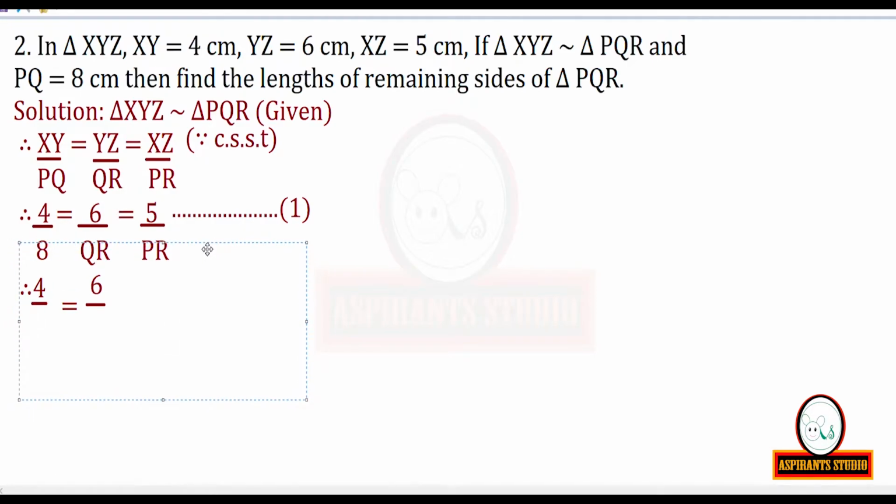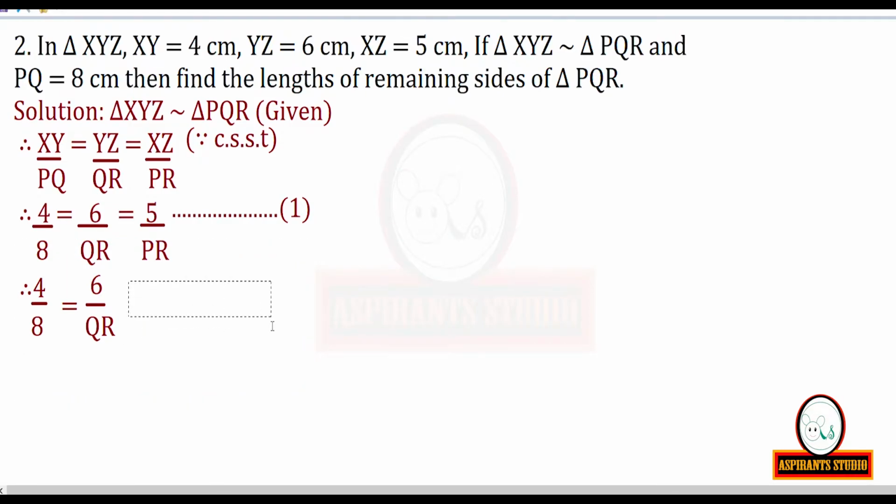Now put all the values over there. 4 upon 8 is equal to 6 upon QR is equal to 5 upon PR. Take this to be equation number 1. Now, in this equality, you take the first two ratios. So from 1, you can take the first two ratios: 4 upon 8 is equal to 6 upon QR.